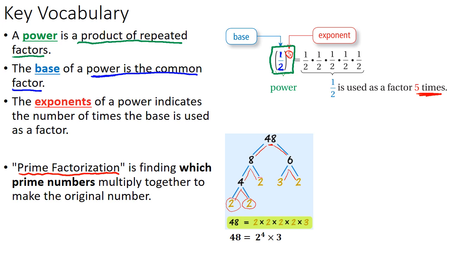So as we look at all of our prime numbers down here, we can say that if we multiply all of these prime numbers together, we will get 48. So 2 times 2 times 2 times 2 times 3 is going to give us 48.